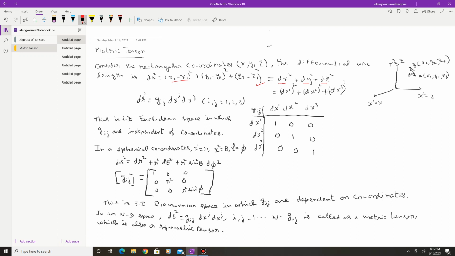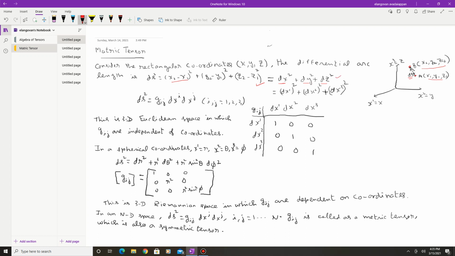So you are choosing 2 points A and B, and the distance between these 2 points you call ds. The coordinates of the point A are x1, y1, z1, the coordinates of the point B are x2, y2, z2, and the distance ds is given by this expression.